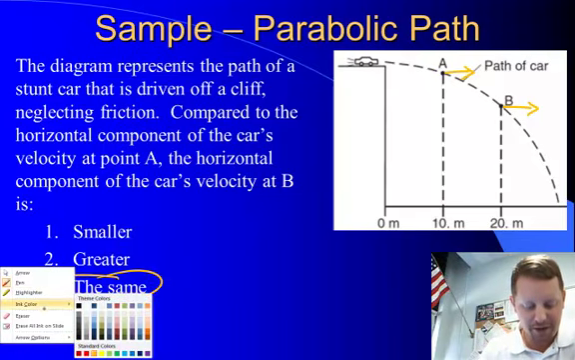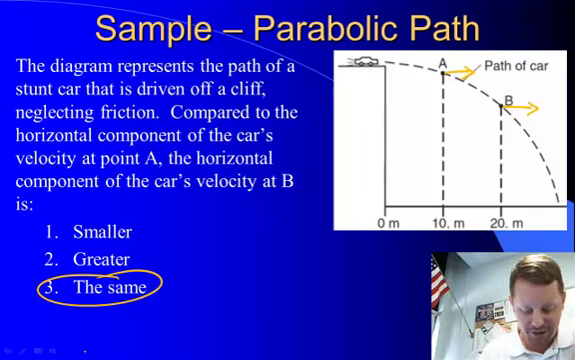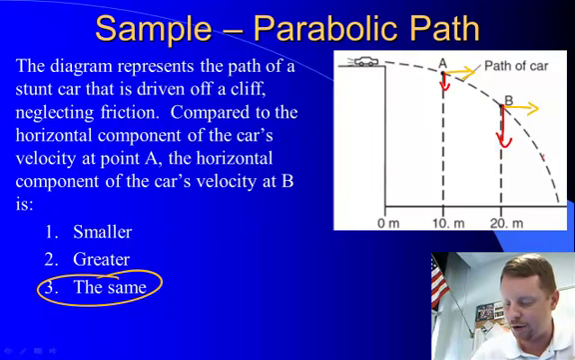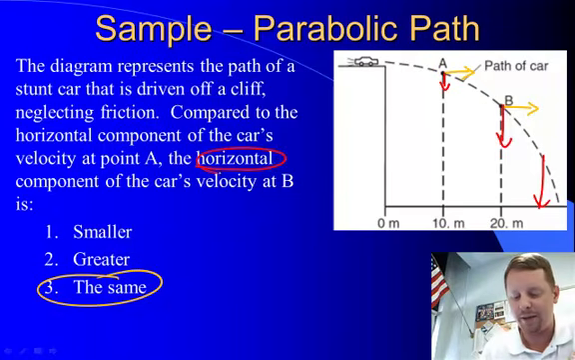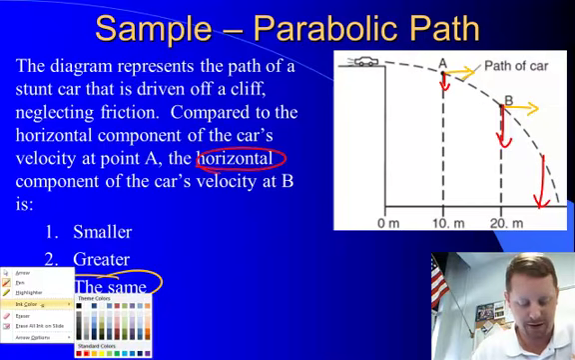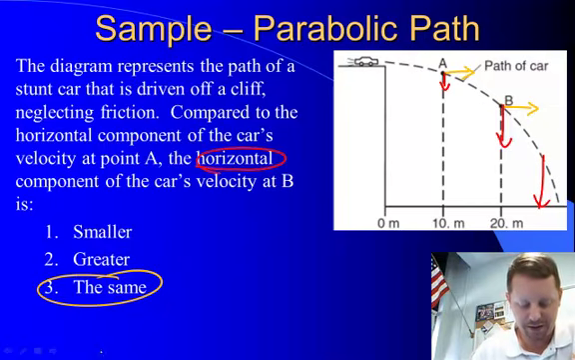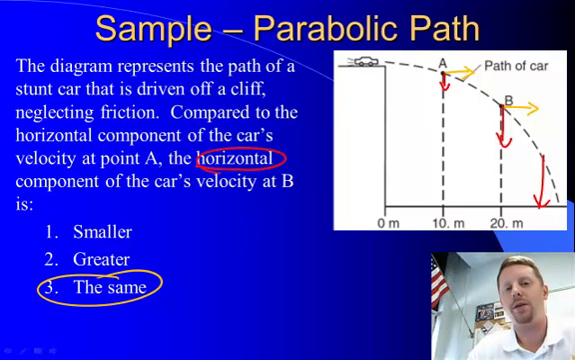Now you could look at this in a slightly different fashion and say, what about the vertical velocity? Well, of course, you have a smaller vertical velocity at A and a larger vertical velocity at B, which is going to keep increasing as the car falls. But it doesn't ask us about vertical velocity. It's only asking us about the horizontal component of the car's velocity. Therefore, the horizontal component of the car's velocity is the same the entire time it's a projectile, the entire time in the air.